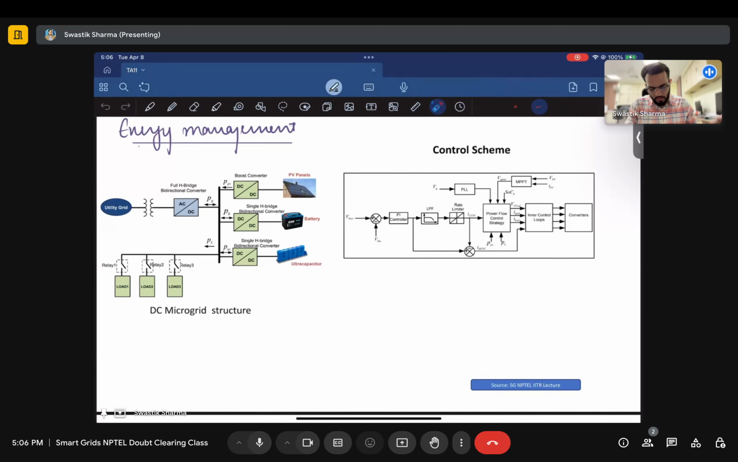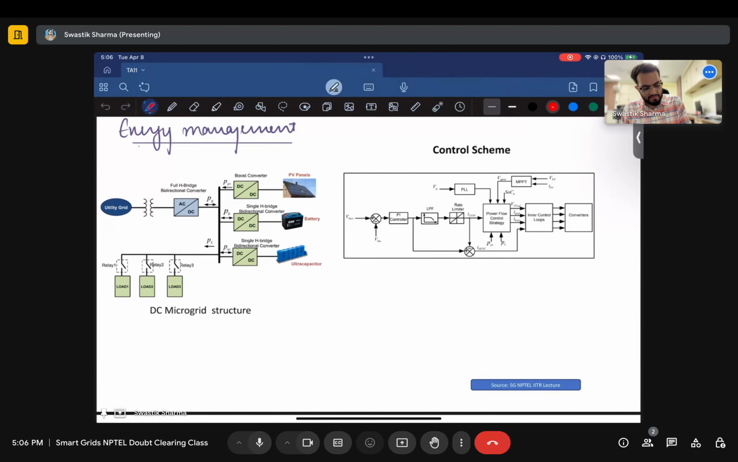And the same way, we have a full H-bridge bidirectional AC-DC converter. So we want to make sure that the AC utility grid is connected to the DC bus using this AC-DC bidirectional converter. And again, we have isolations, and this isolation helps us in making sure that the transients don't travel.